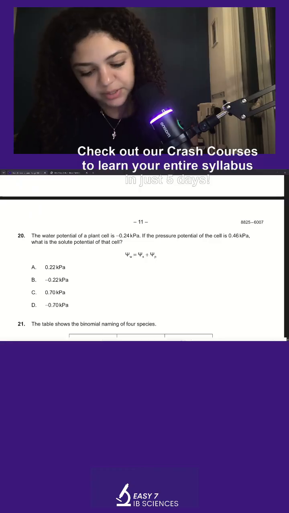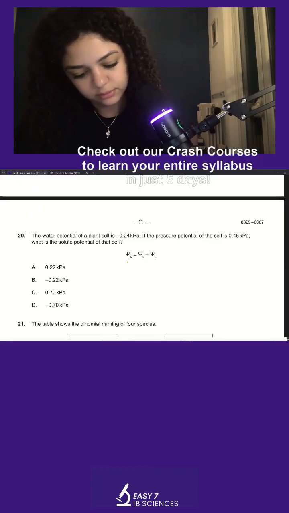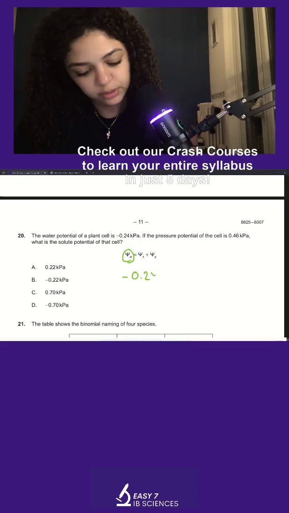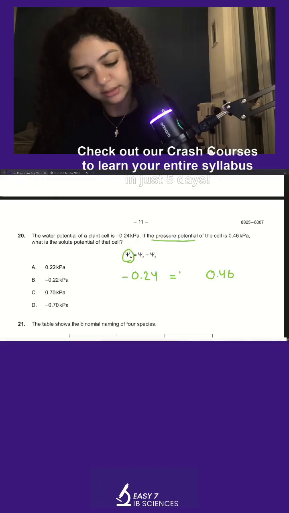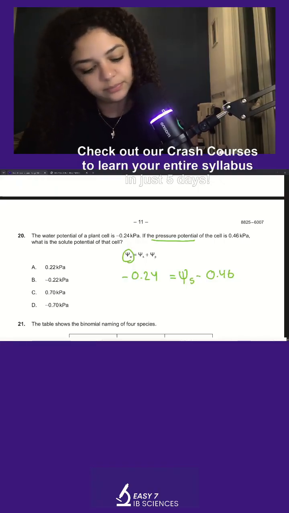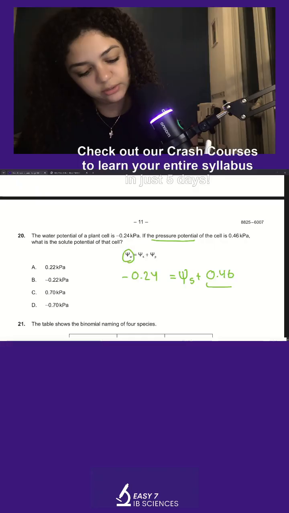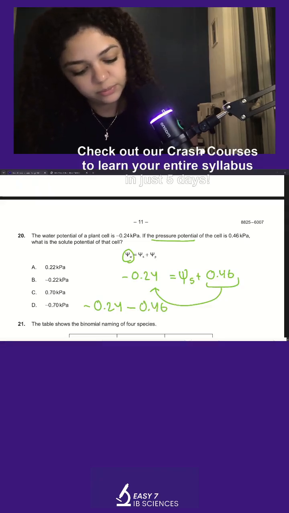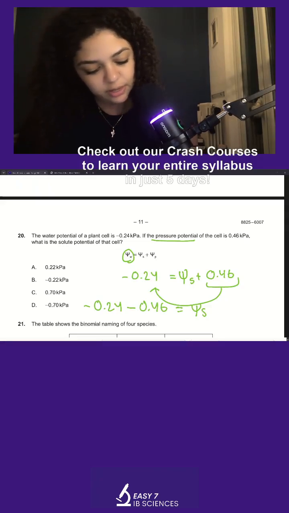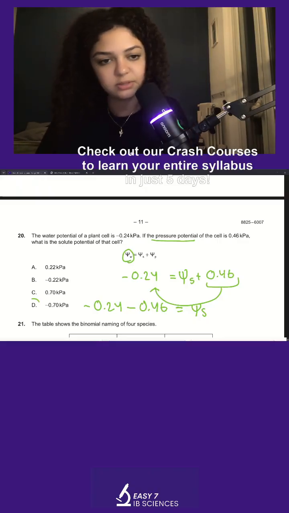So the water potential is negative 0.24. Your pressure potential is 0.46, and you're trying to find the solute potential in the cell. And so what do you do? You just take your 0.46 and you subtract it from the other side. So you have negative 0.24 minus 0.46, which will give you the solute potential of the cell. And that's why my answer is D.